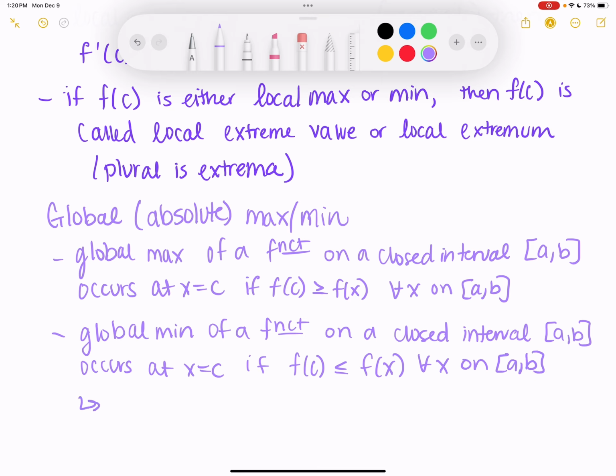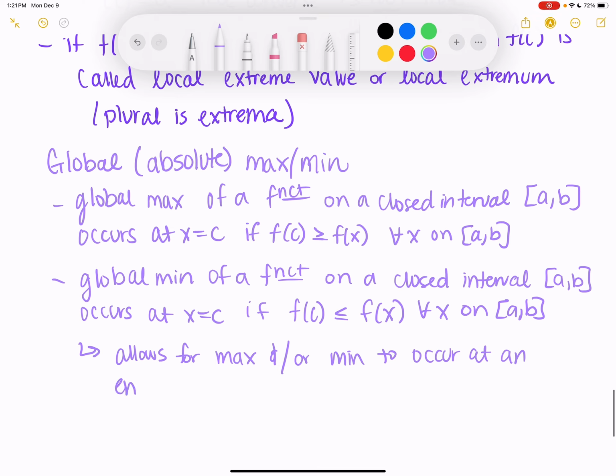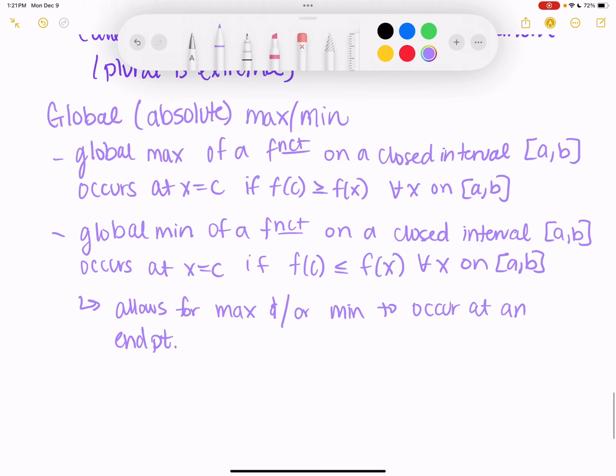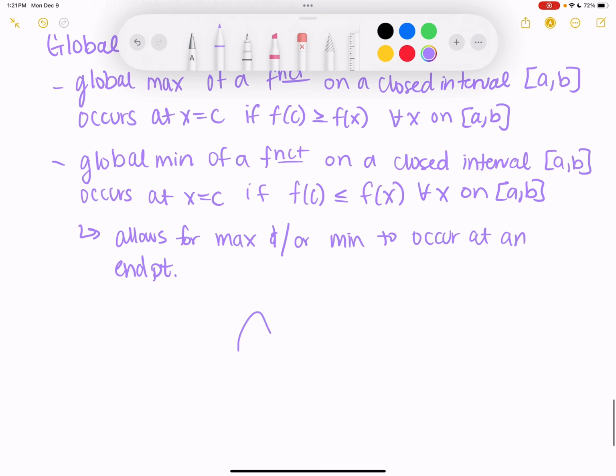This allows for max and or min to occur at an endpoint. So if we're on a closed interval and let's say our graph was like this. Well, that's not a good example.